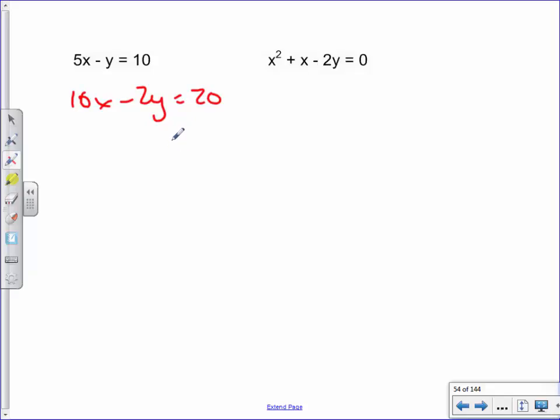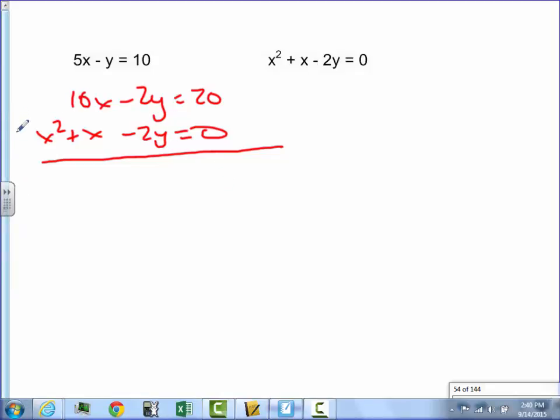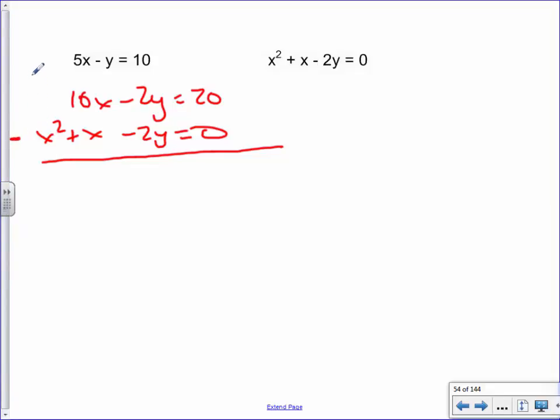Does that make sense how I just doubled that one equation? In the next step, I'm just going to drop that next equation right underneath it. x squared plus x minus 2y equals 0. What's going to eliminate? Yeah, those negative 2y's will eliminate. I have to subtract, though. So I'm going to put a subtract sign out here.